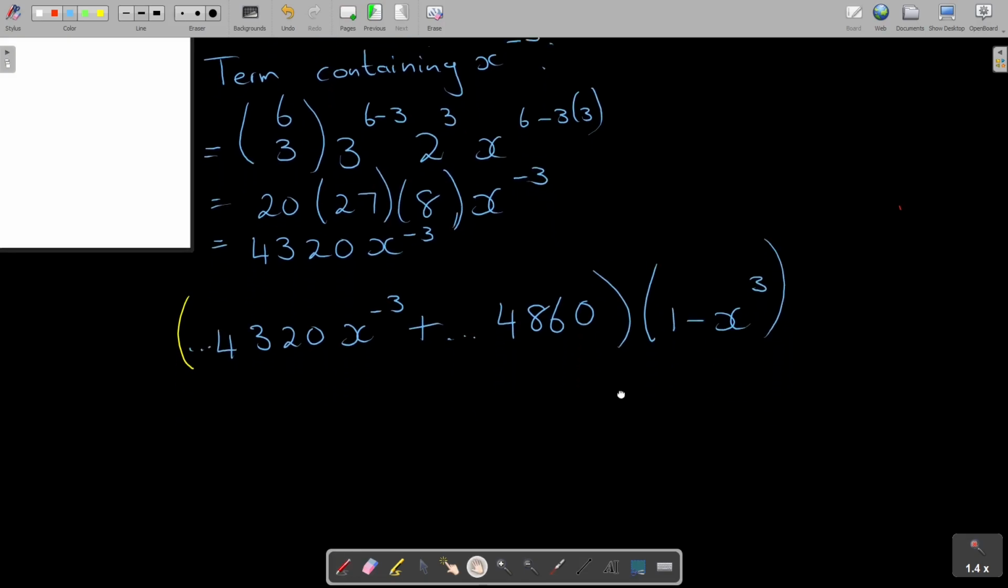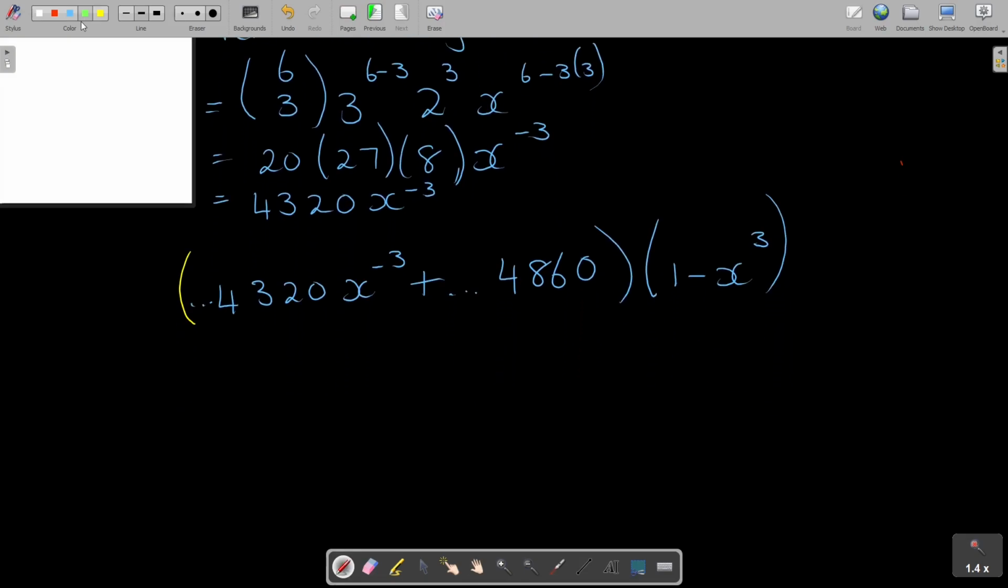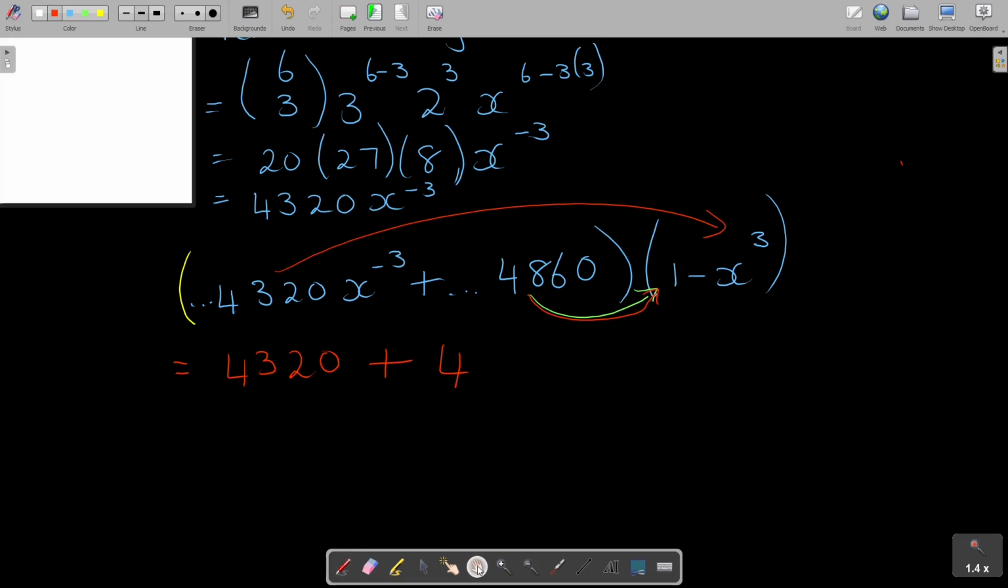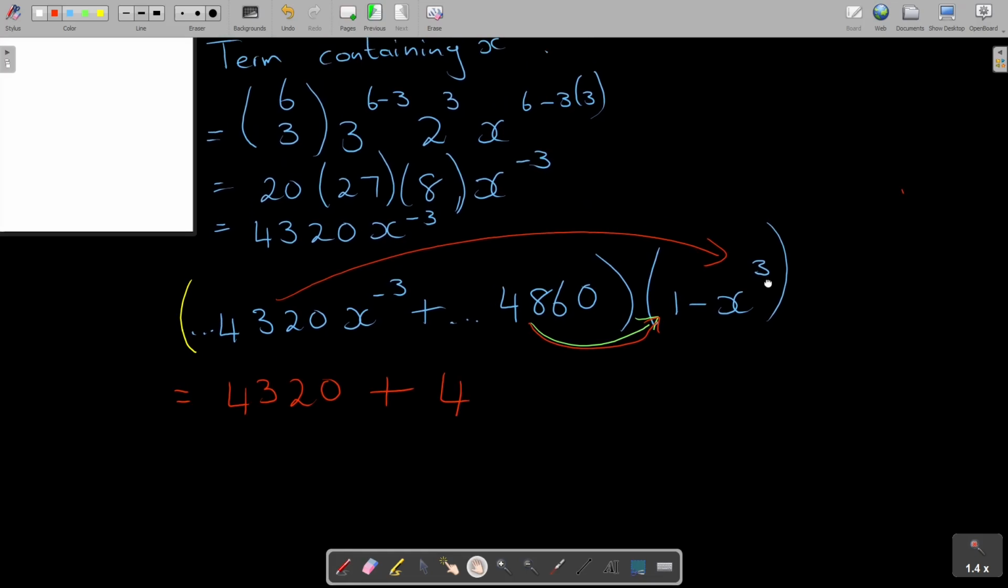Okay, and now I'm just going to multiply. So basically, if I multiply this one with this one, I can even make it red, this one with this one, and this one with this one, I will every time get a constant term. So if I multiply this one, negative 3 plus 3 is 0, so it's going to be 4320, and this is going to be 4, 8. Okay, there's a negative sign short. I just want to see where is my mistake.